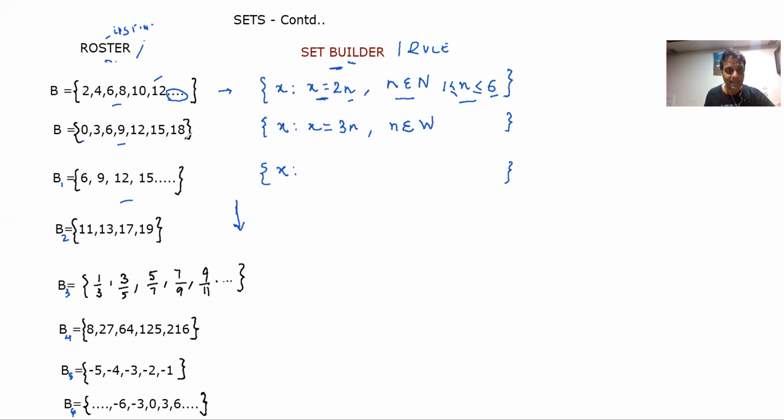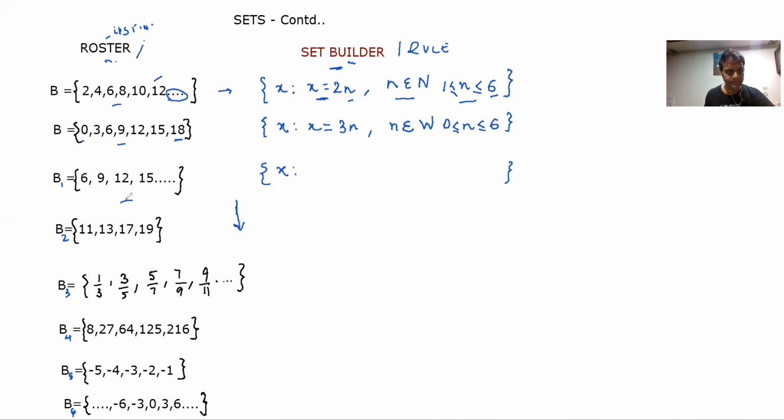Now this is a fixed series up to 18. So I will have to give a range for n. What is that range? That this n lies between 0 and what? 6. Because the moment I put 6 here, I get 18, which is the last number. Follow these rules and you cannot make a mistake.